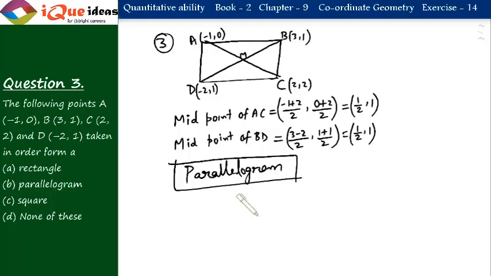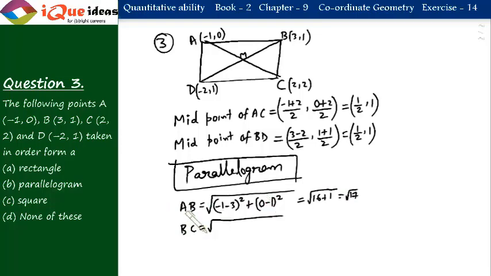Now further, rectangles and squares are nothing but parallelograms. For rectangle and square, we need to check the length of sides. If all the sides are equal, then it is a square. If only opposite sides are equal, then it is only a rectangle. So now let's check the lengths of the sides. AB would be equal to square root of (x1 minus x2) whole square plus (y1 minus y2) whole square, that is (-1 minus 3) whole square plus (0 minus 1) whole square. -1 minus 3 is -4, square is 16, and 0 minus 1 is -1, square is 1, so it is root 17.